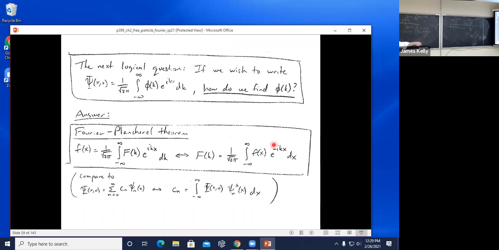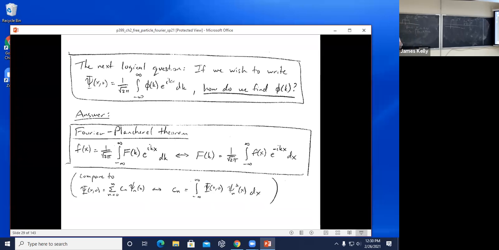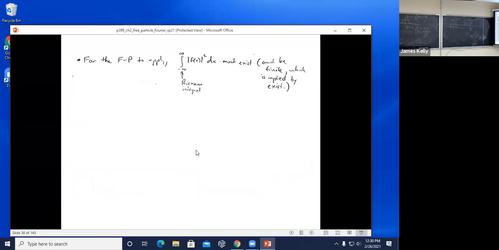Okay, but compare again to what we found out before. If this is psi of x0 being written as a linear combination, our Cn looks like it almost has the same form. You integrate with respect to x, psi of x0, there it is, times psi n star. In this case, it's a psi k star because it's indexed by a continuous variable, not a discrete one. Okay? Now, there are some restrictions, and all of this is in the details of the proof of the Fourier-Plancherel theorem, which I certainly don't know. But if you're studying analysis, this is something that you could prove. It's not easy to prove just using the tools that we have at hand here.